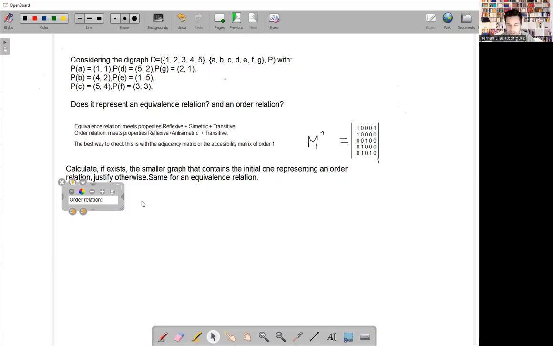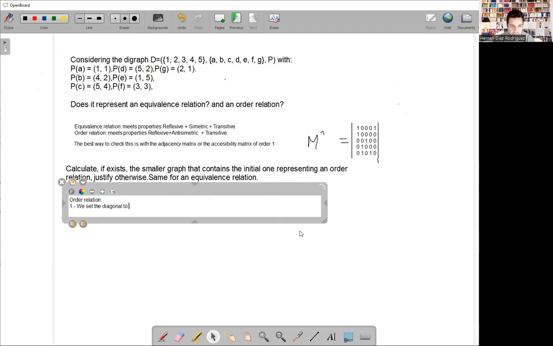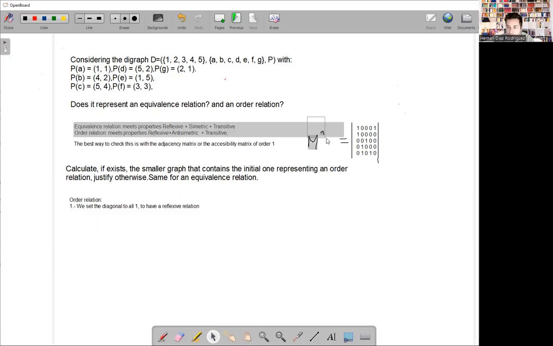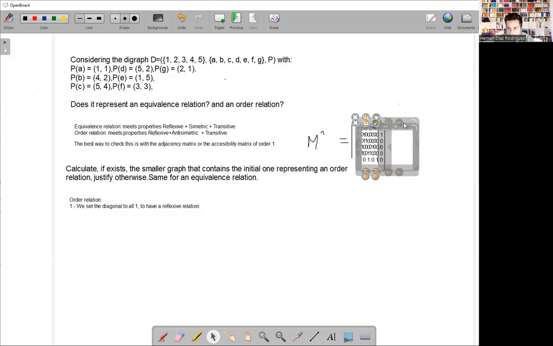Okay, so the first step is to set the diagonal to all ones to have a reflexive relation, right? So we take the accessibility matrix. Okay, let me copy this.